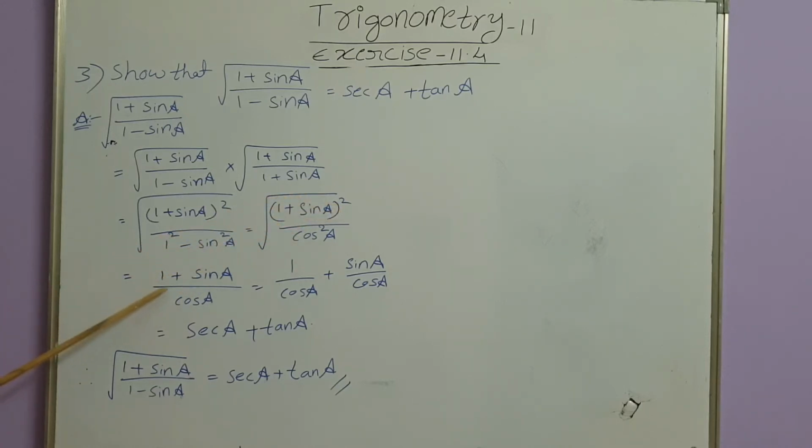We have (1 plus sin A) by cos A is equal to 1 by cos A plus sin A by cos A. 1 by cos A is sec A, and sin A by cos A is tan A. So it is proved. Therefore, the square root of (1 plus sin A) by (1 minus sin A) is equal to sec A plus tan A.